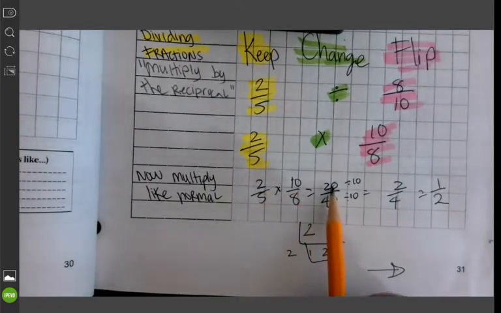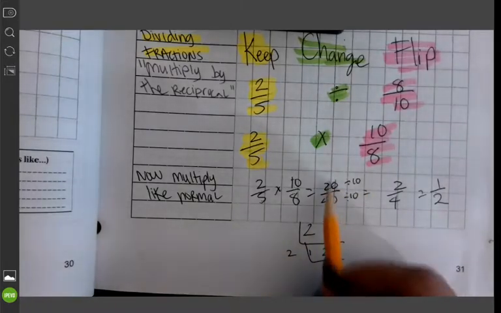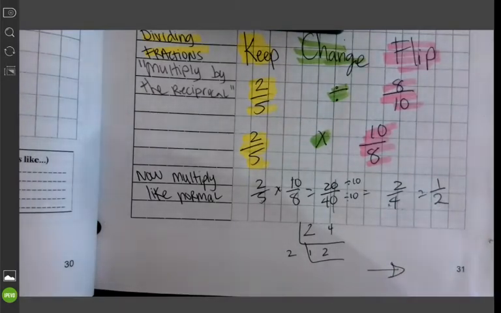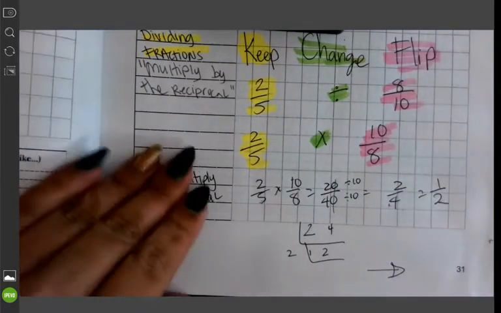2 times 10 is 20. 5 times 8 is 40. I can divide by 10, which gives me 2/4. I also know that 2/4 is 1/2. There that is. So let's do another example, and then I'll have you try it.